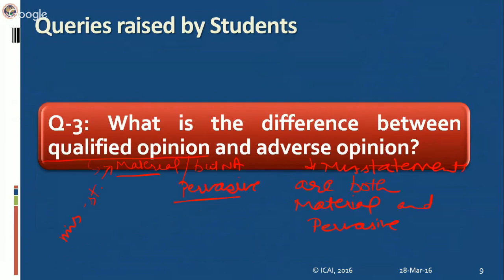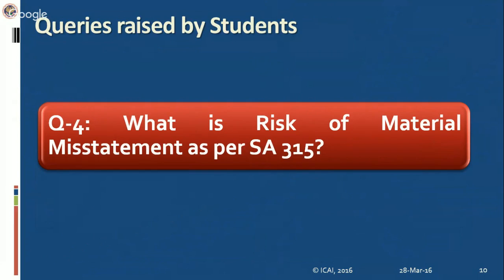When I have obtained sufficient appropriate audit evidence, but my conclusion is that misstatements are both material and pervasive, they are spread across the financial statements, then I will issue the adverse opinion. So this is the basic difference between qualified opinion and adverse opinion.